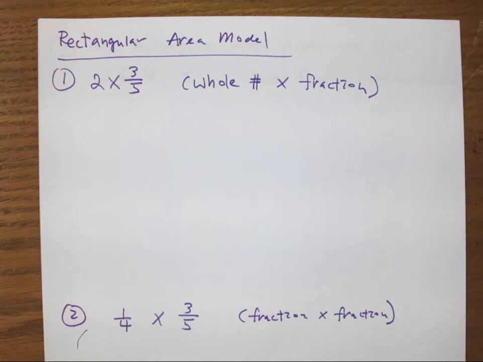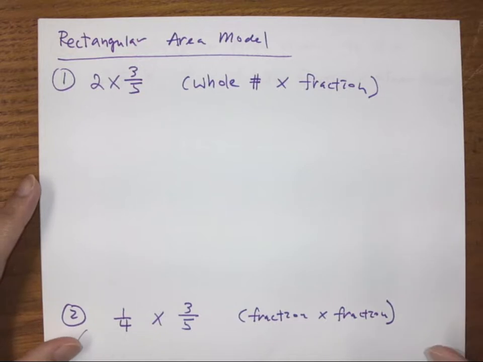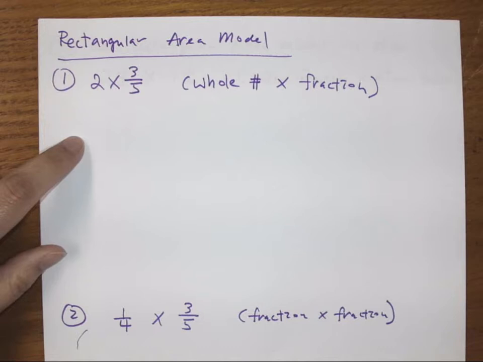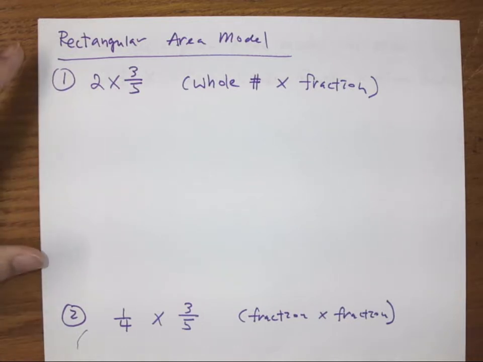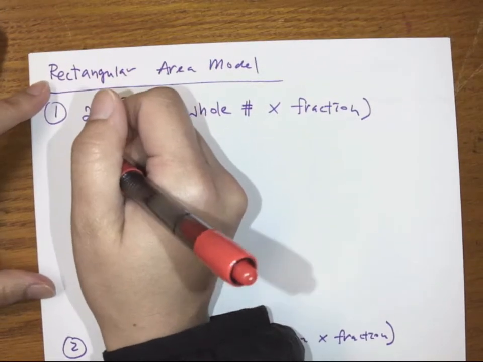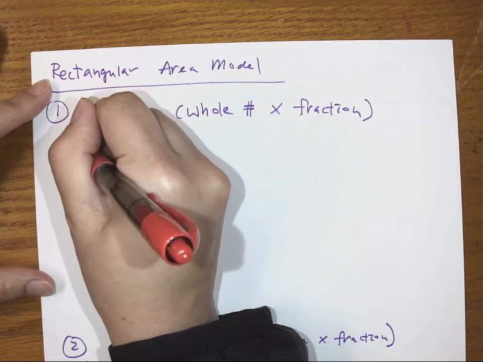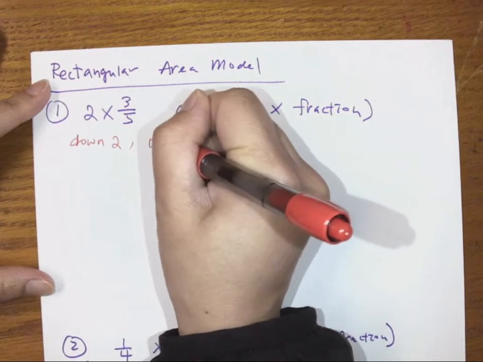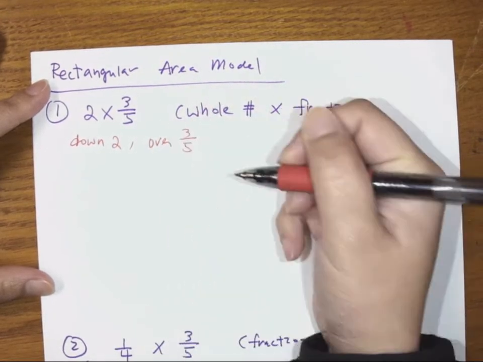This video is about how to use the rectangular area model to show multiplication of fractions. This is the same question as the last one that we did with repeated addition, and now we're going to do the rectangular area model. Remember from the whole number, when we did the rectangular area model, the first number is how many units you go down. So down 2, and then go over 3/5.